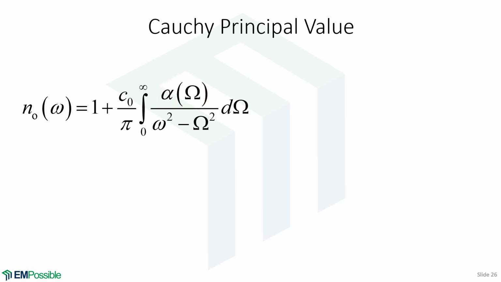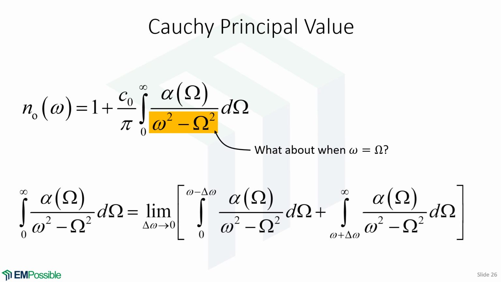Well, if we stare at this integral long enough, what we'll see is that there's a problem in the denominator. At some point, this big omega will equal little omega, causing the denominator to go to 0, causing the entire integrand to go to infinity. So what on earth do we do about this? Well, there's something called the Cauchy principal value. What if we take this problem integral and separate it into two different integrals? We know that the problem happens when big omega equals little omega. We have to integrate from 0 to infinity.